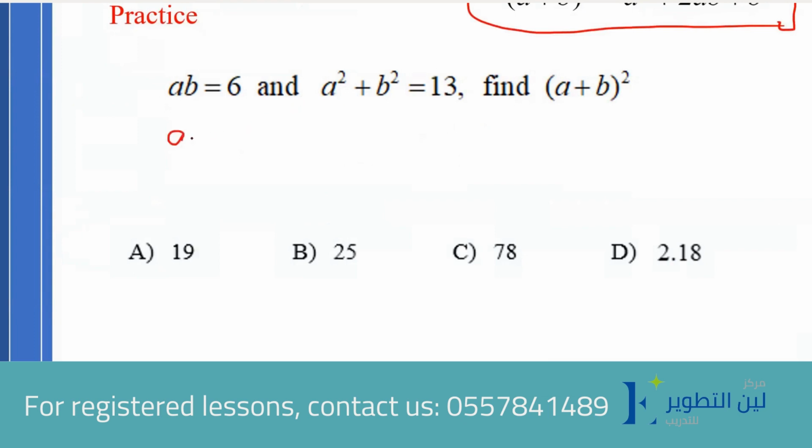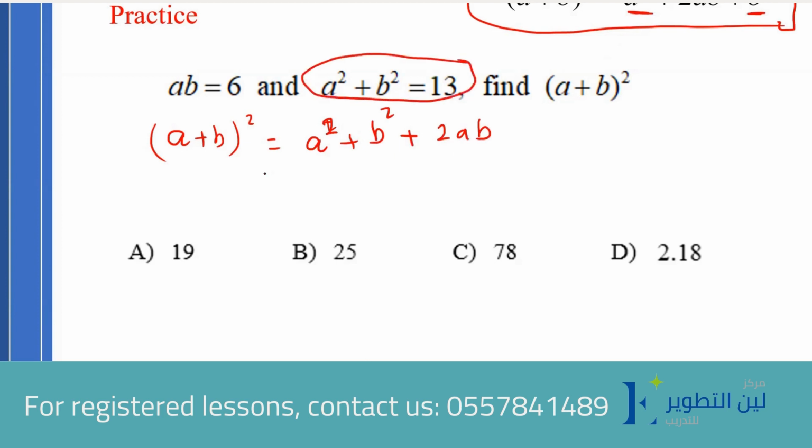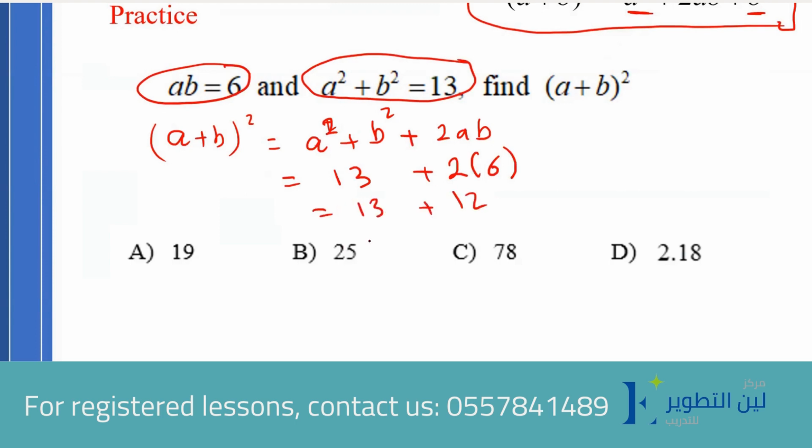So I have A plus B squared, which is, I'm going to just arrange, I'll put A and B next to each other. So this is A squared plus B squared plus 2AB. Okay. Now I'm going to substitute. So this is nothing, just 13 plus 2 times 6. So the answer is going to be 13 plus 12. So the answer is 25.